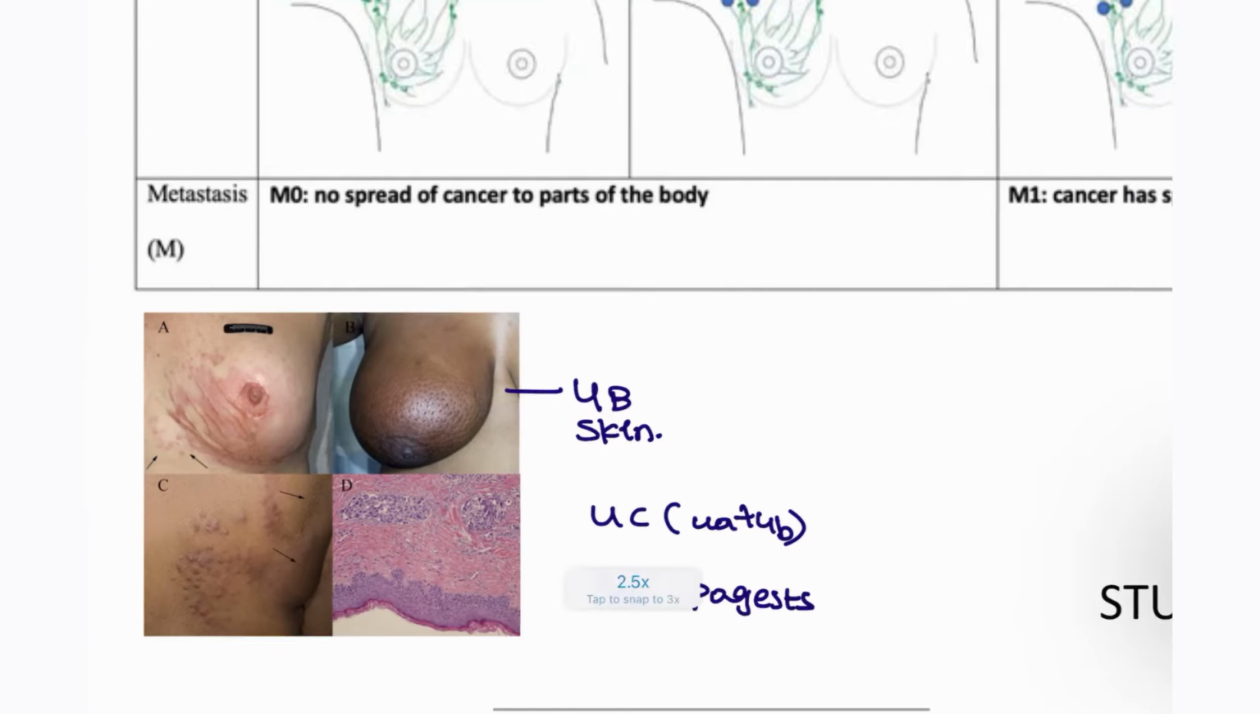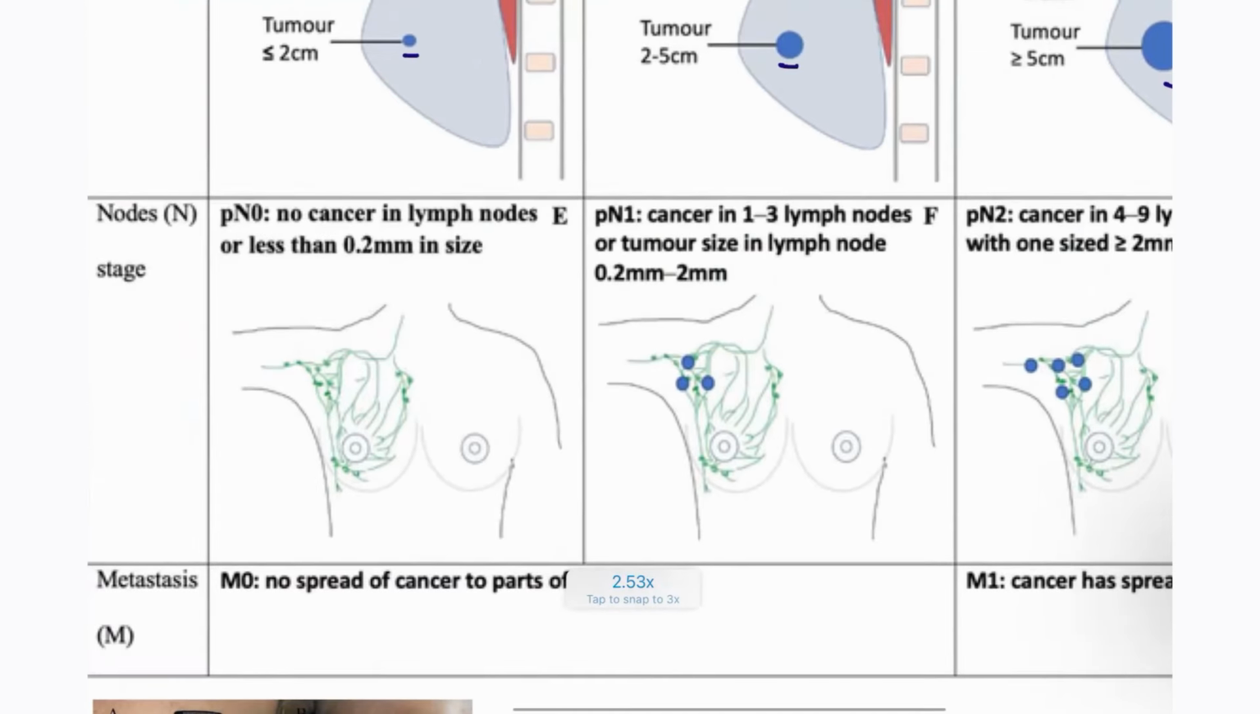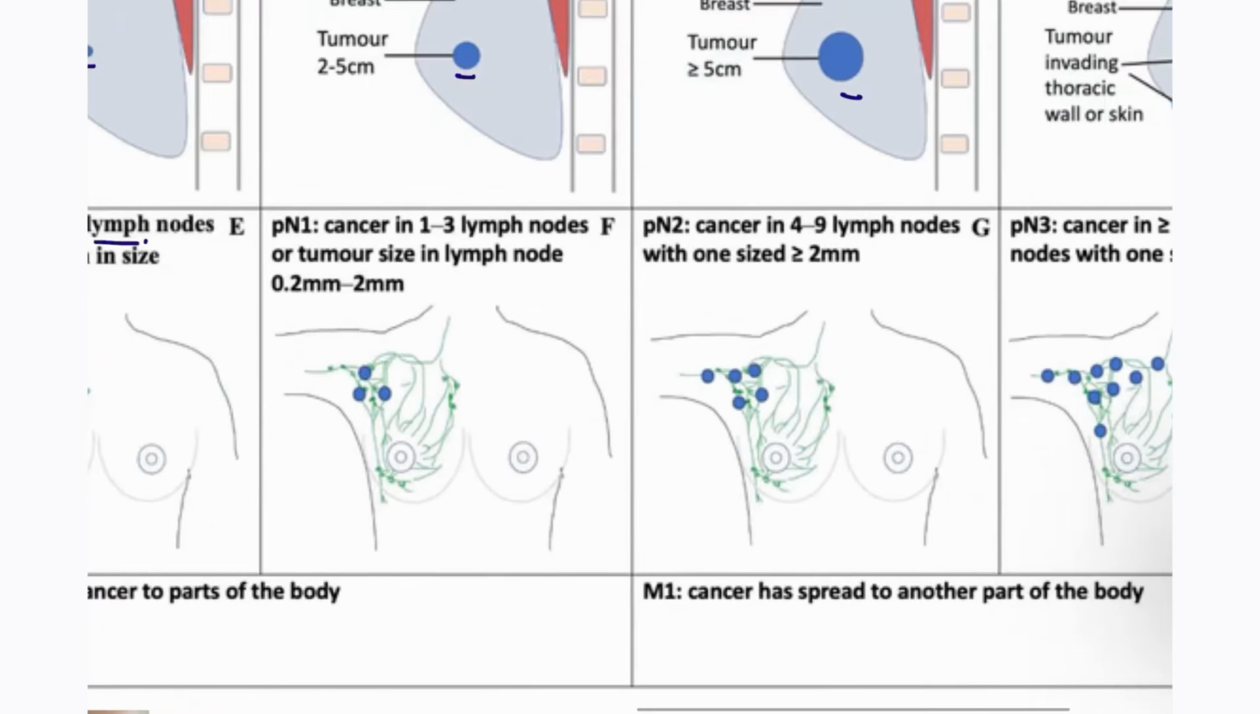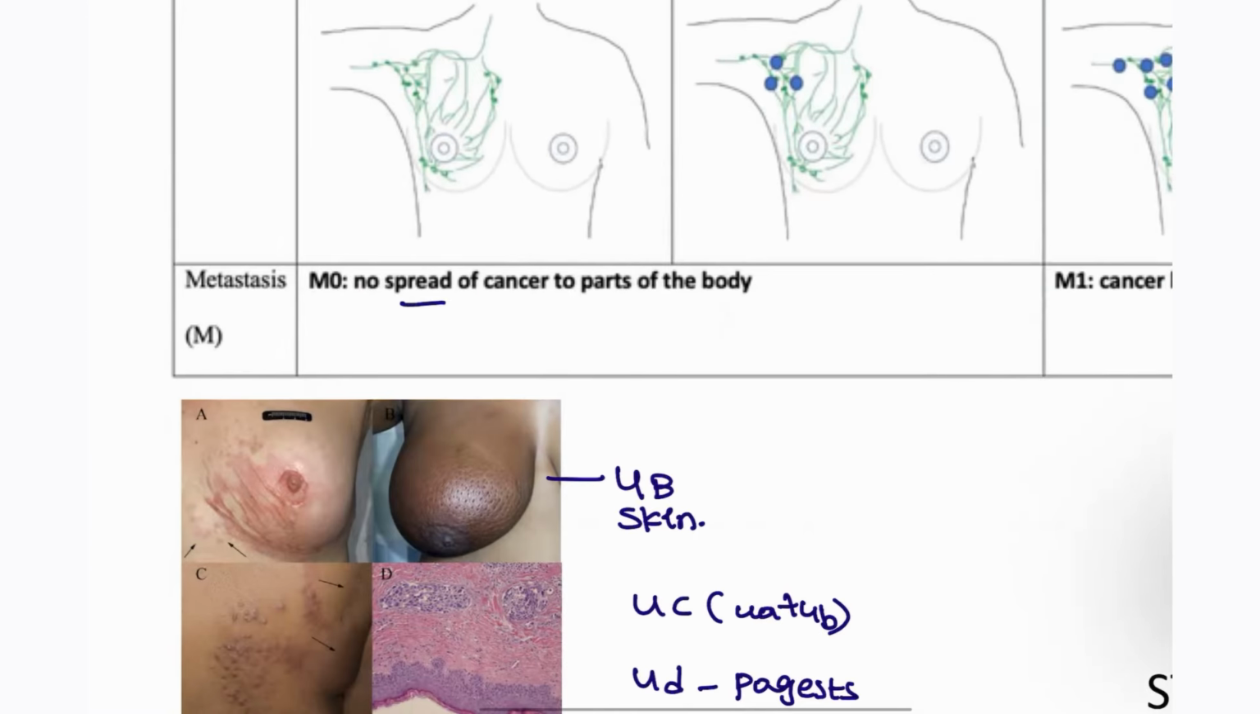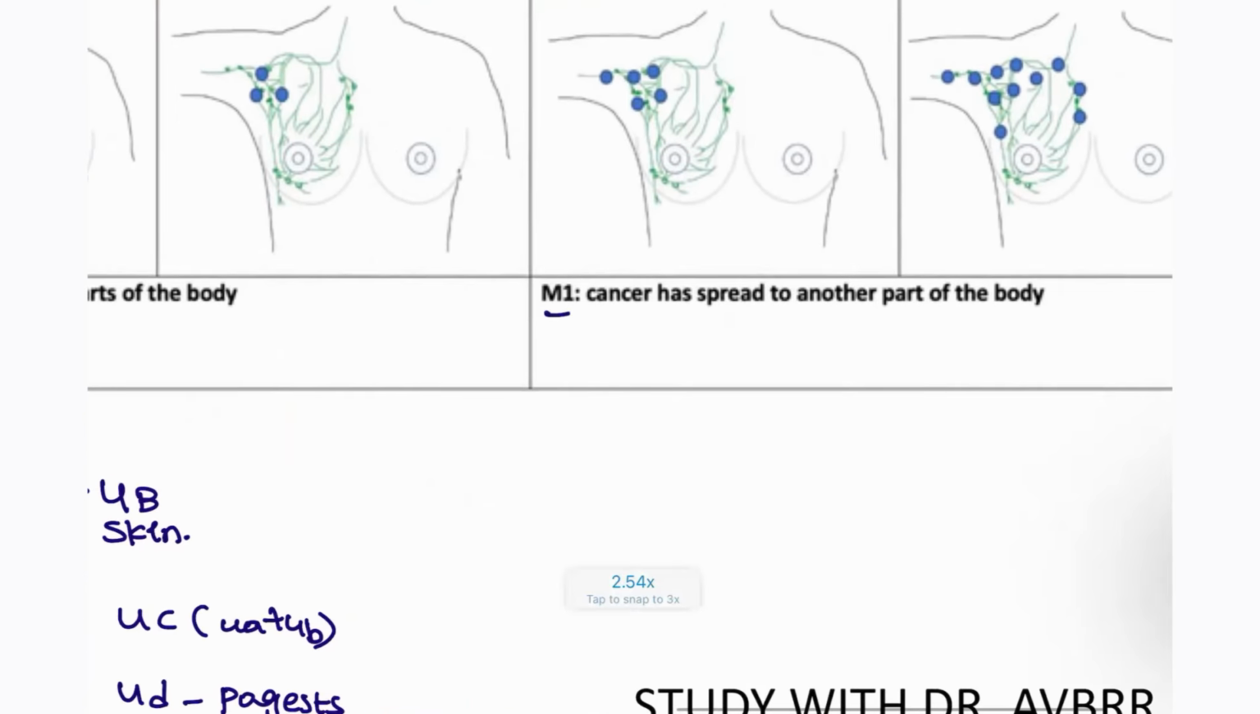Next, N nodes. So the pN0, that the nodes are not yet involved. N1, 1 to 3 lymph nodes are already involved. Next, N2, 4 to 9 lymph nodes are involved in this place. Next, N3, more than 10 lymph nodes have already been crossed. And M0, that is no spread to the metastasis. M1 is metastasis already seen.